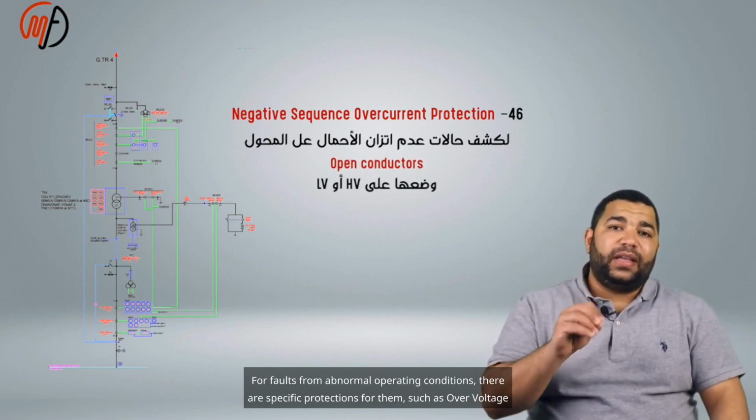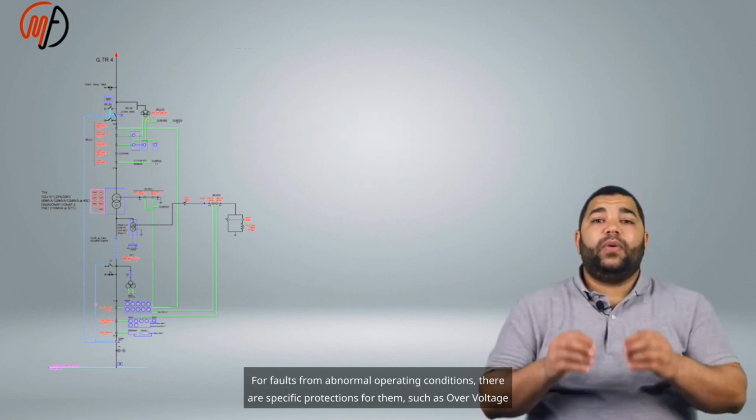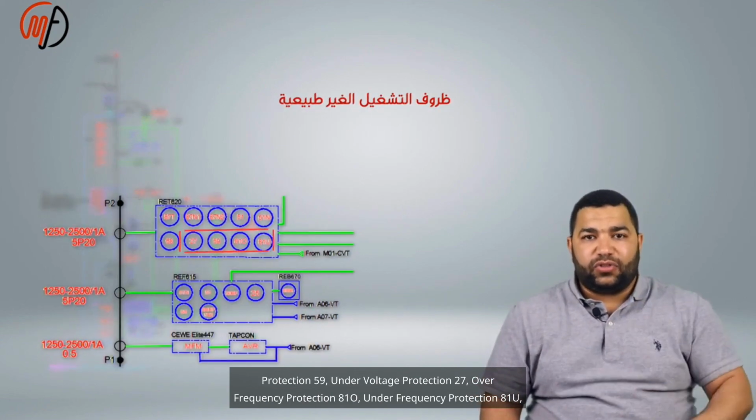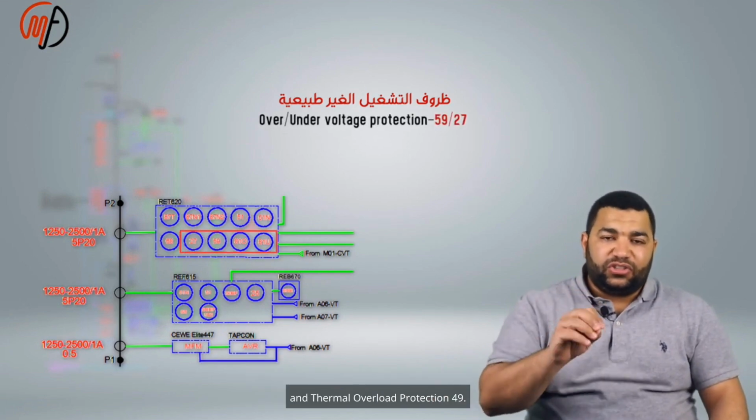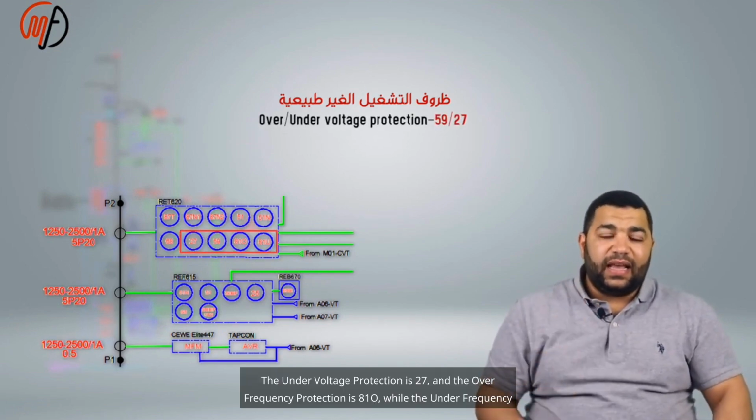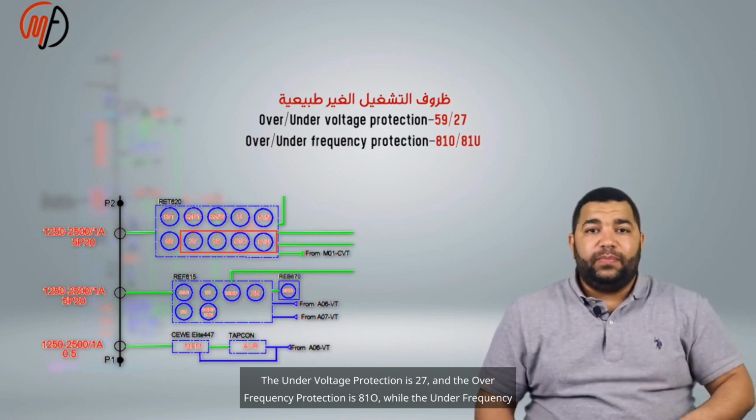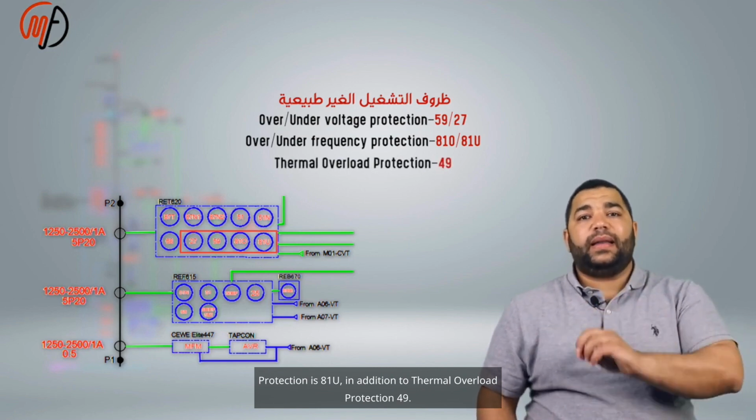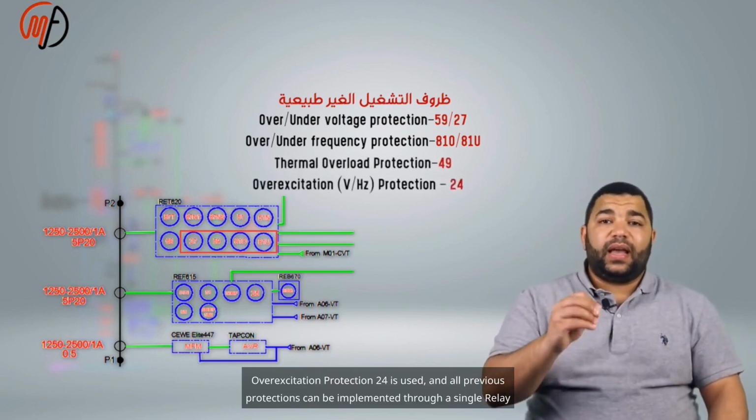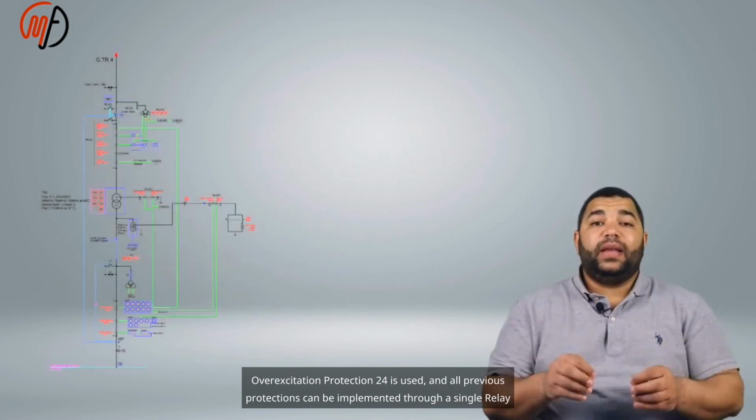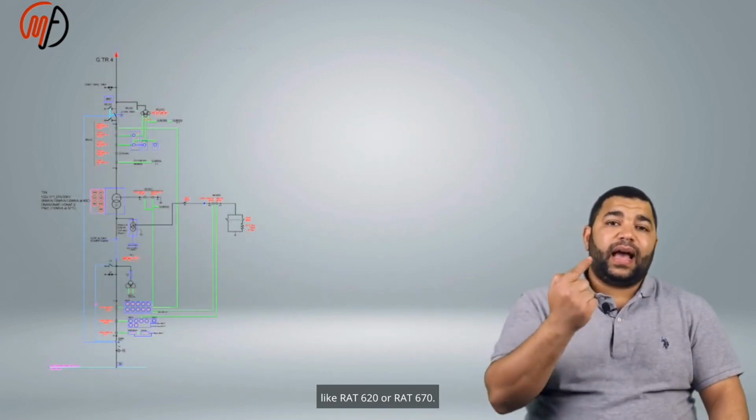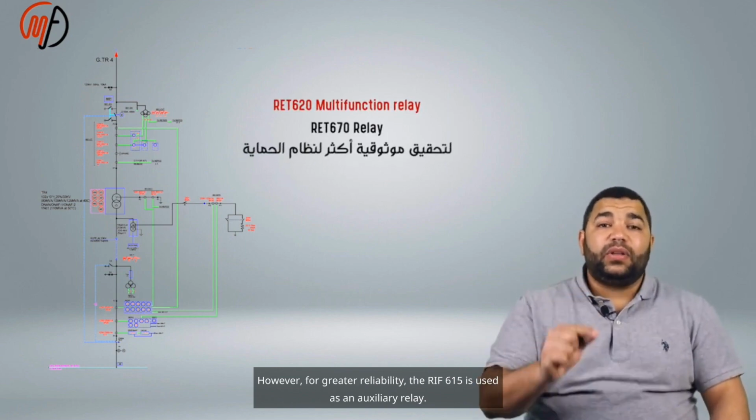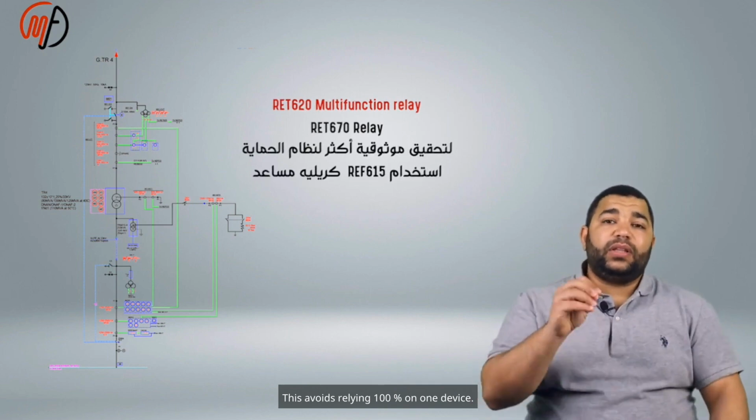For faults from abnormal operating conditions, there are specific protections for them, such as overvoltage protection 59, undervoltage protection 27, overfrequency protection 81O, underfrequency protection 81U, and thermal overload protection 49. Overexcitation protection 24 is used, and all previous protections can be implemented through a single relay like the RET620 or RET670. However, for greater reliability, the REF615 is used as an auxiliary relay. This avoids relying 100% on one device.